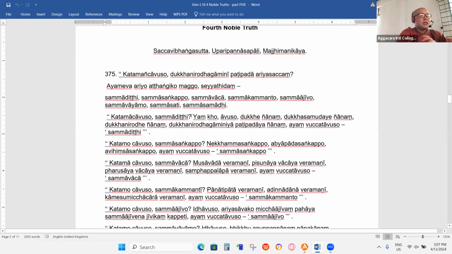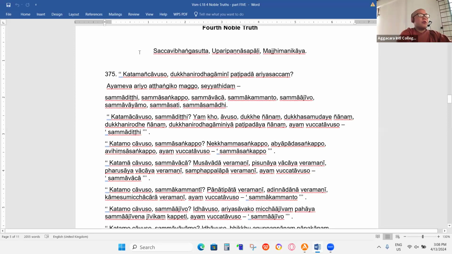Katamaca Avuso Samma Ditthi: Dukkhe ñanam, Dukkha samudaye ñanam, Dukkha nirodhe ñanam, Dukkha nirodha gaminiya patipadaya ñanam. Ayam vuccatavuso Samma Ditthi. Katamo ca avuso Samma Sankappo: Nekkhamma sankappo, Abyapada sankappo, Avihimsa sankappo. Ayam vuccatavuso Samma Sankappo. Okay, now this is exactly the words from the Buddha.